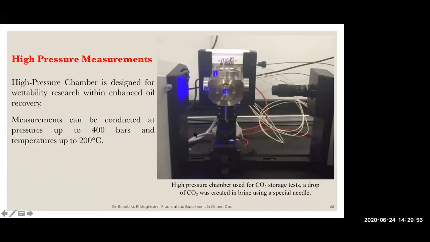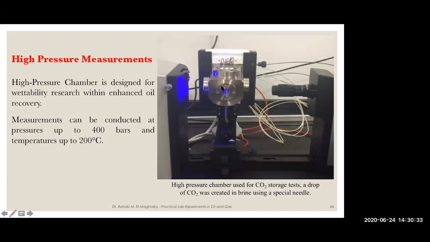The last point here is high pressure measurement. Sometimes you need to do your contact angle and interfacial measurements at high pressure, and this can be done using a high pressure chamber. This is a chamber containing three windows. This is the camera, and this is the light. The light goes through, and the camera receives or videotapes what is happening inside this chamber. The pressure here can be up to 400 psi and the temperature 200 degrees Celsius.